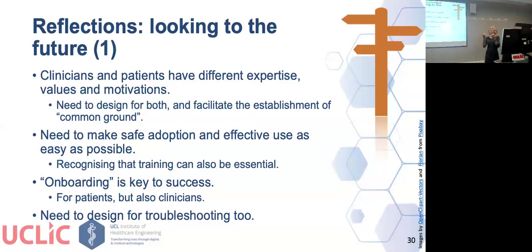Trying to design technology that works for both, or that bridges the differences between both and creates common ground between them, I think we don't do it very well at the moment. It's an HCI problem, I would argue. We need to make safe adoption and effective use as easy as possible. Sometimes you can't just hand something over. You can't hand over a dialysis machine and go, here, dear, this is easy to use. Just walk up and use it. It's never going to happen. But some other kinds of technologies should be as simple as possible. They should be easy to use safely and effectively. And I don't think we do a very good job of that.